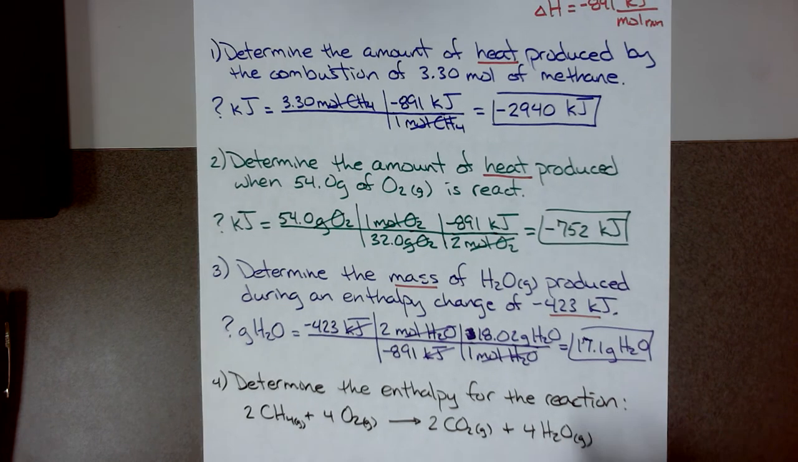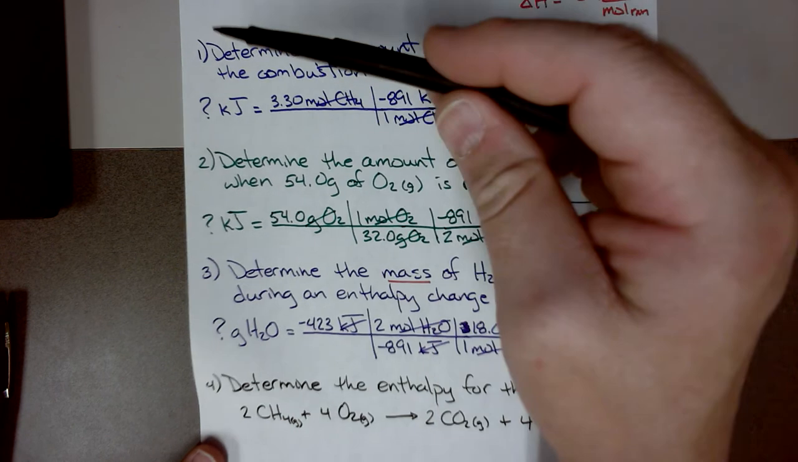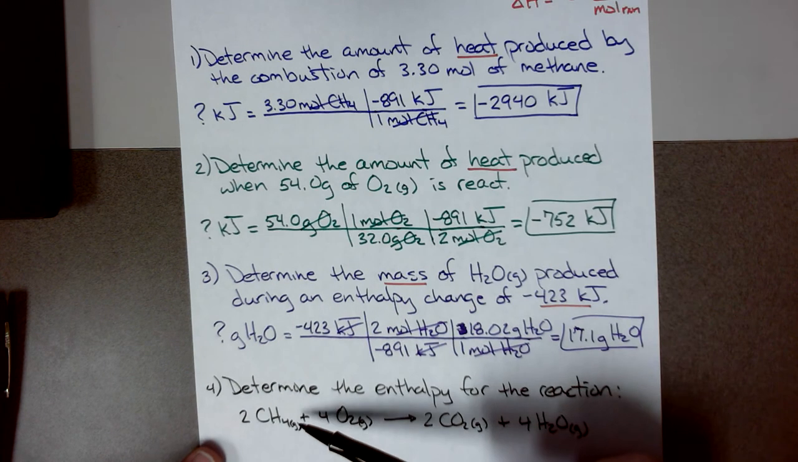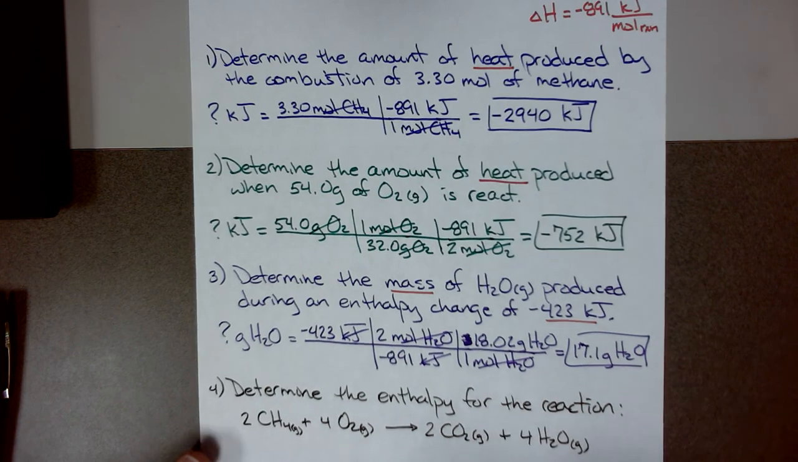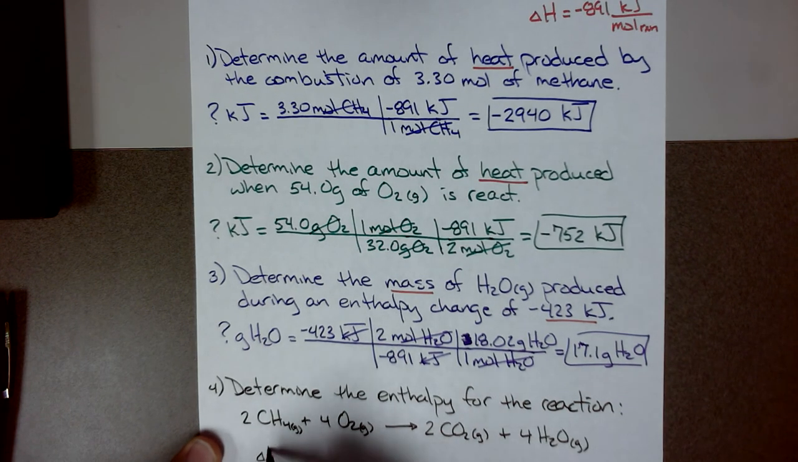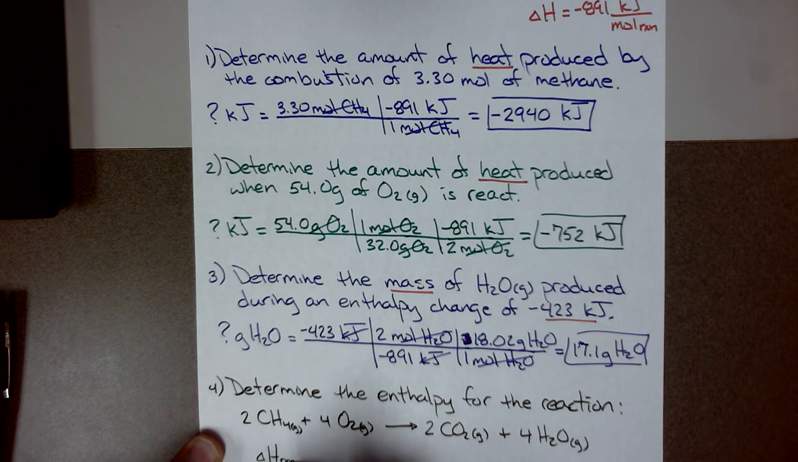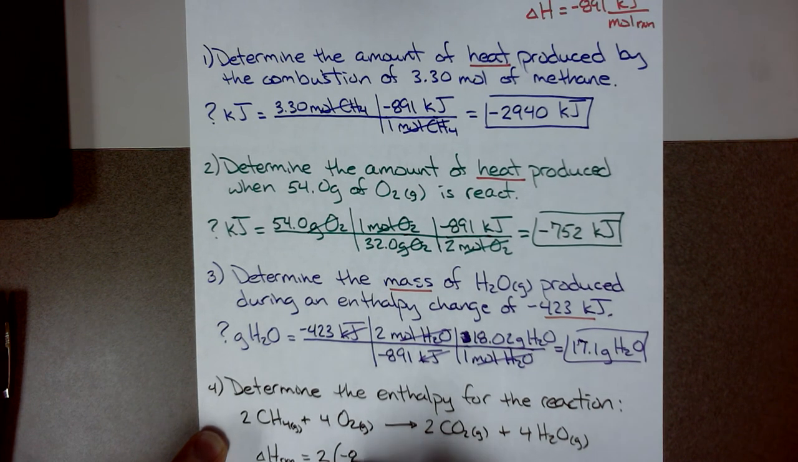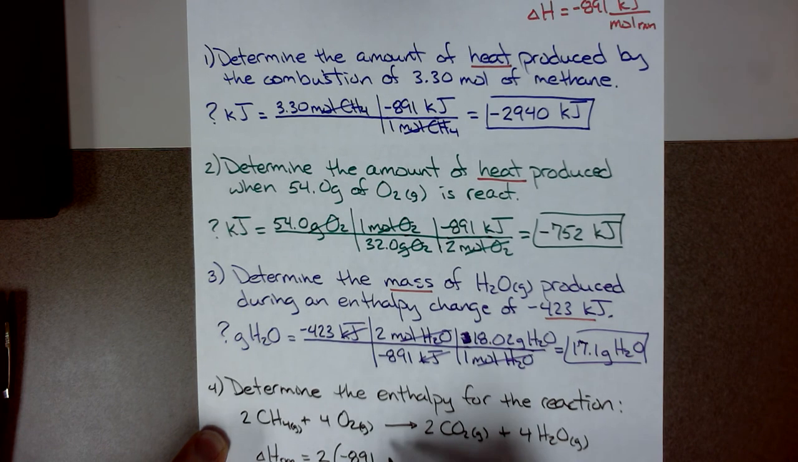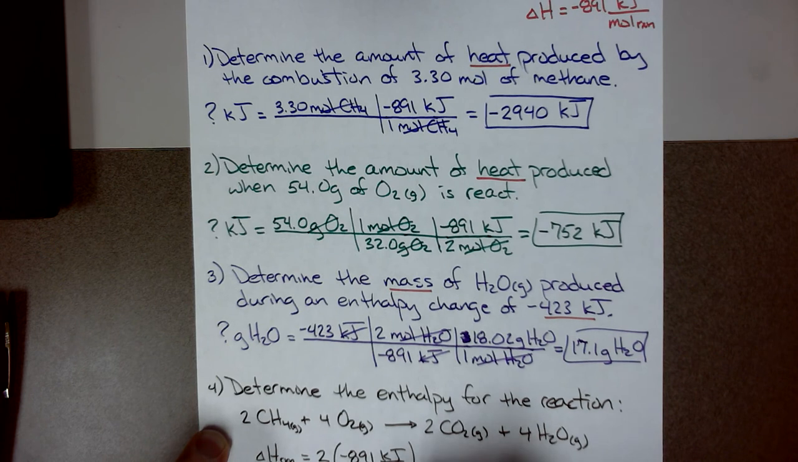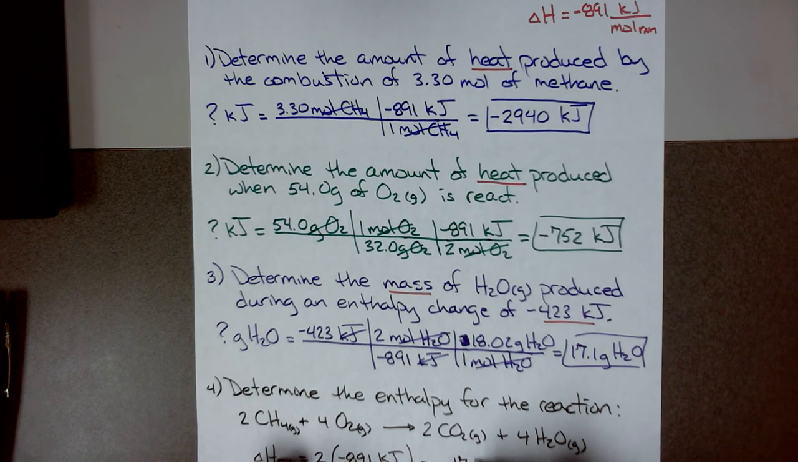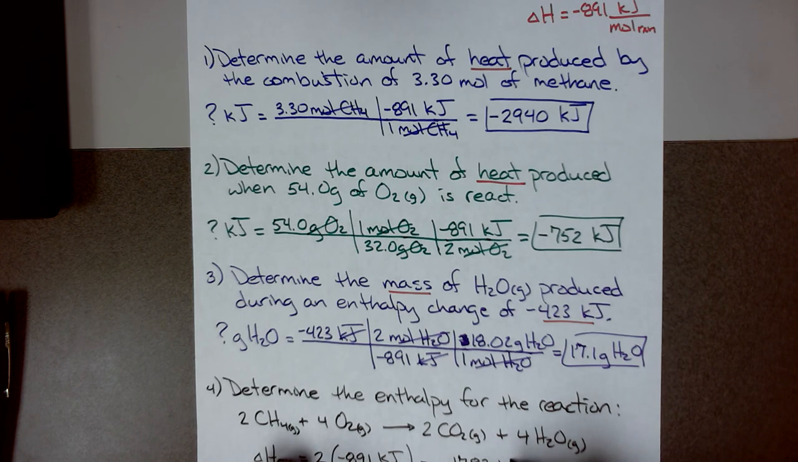And in this case, all we did is we doubled the coefficients. Remember, this is 1 mole here. This is now 2 moles here. So we just doubled the coefficients. So my delta H for this reaction is equal to 2 times the original value. And we get a negative 1782 kilojoules per mole.